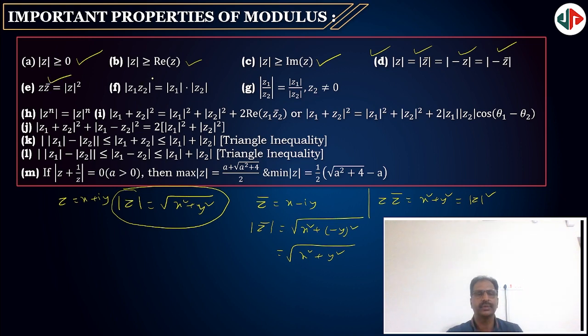Next, these are the properties. Mod of z1 z2 is equal to mod z1 into mod z2. Mod of z1 by z2 is equal to mod z1 by mod z2 under the condition z2 should not be 0 because it is in the denominator. Next, mod of z power n is mod z whole power n. And these are the formulas that have to be remembered: mod of z1 plus z2 whole square and mod of z1 minus z2 whole square. So all these identities you need to remember. Okay.